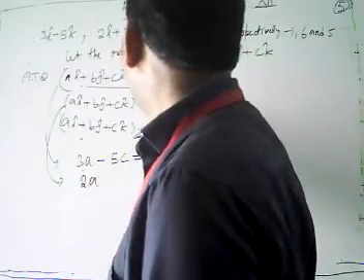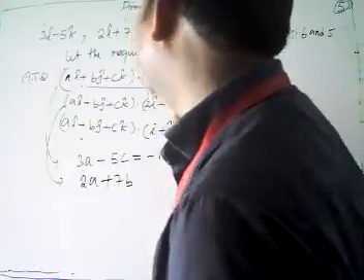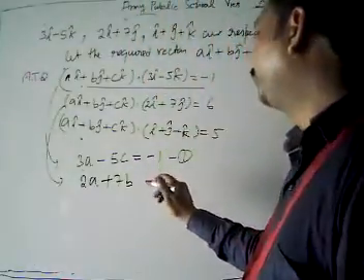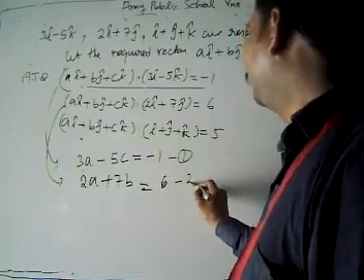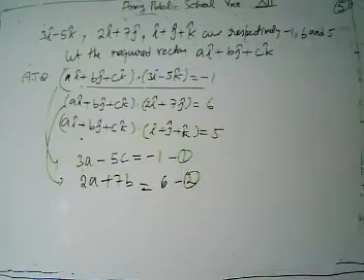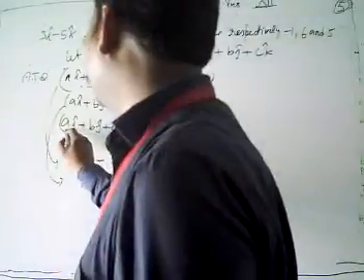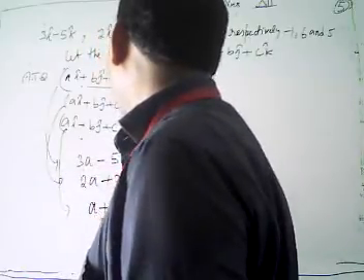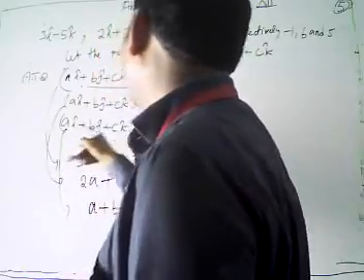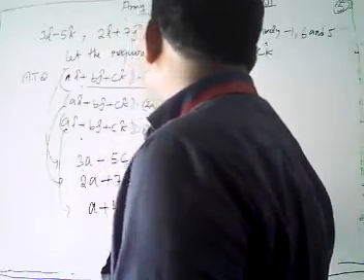From here we get 2a, and 7 into b is 7b. There is no k, so c into 0 is 0, and this is equal to 6. This is our equation number 2: 2a plus 7b is equal to 6. Now we solve our third equation. Obviously, a into 1 is a, b into 1 is b, c into 1 is c, so a plus b plus c is equal to 5. This is our equation number 3.